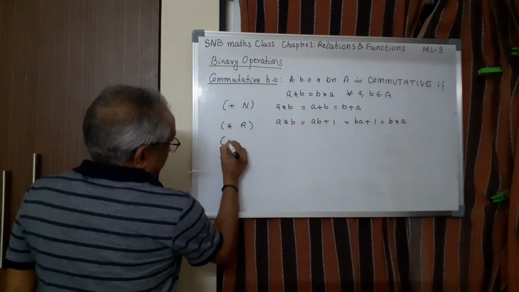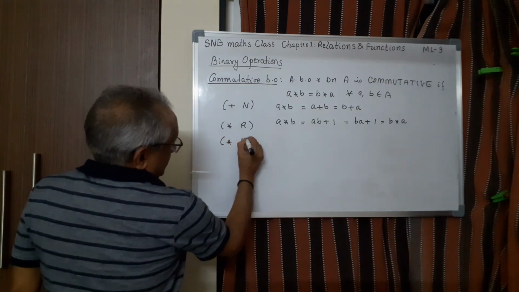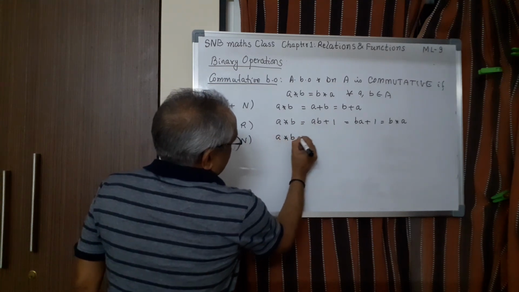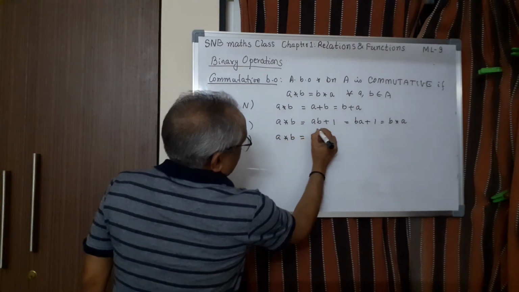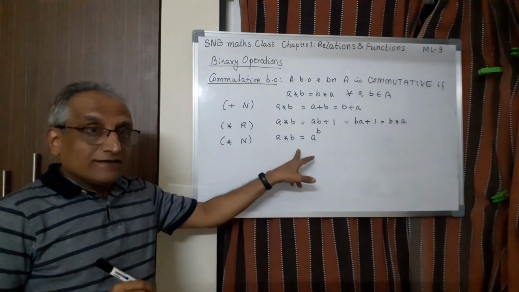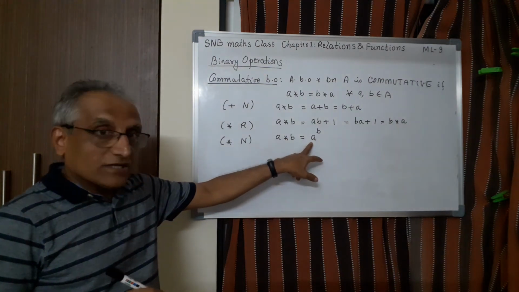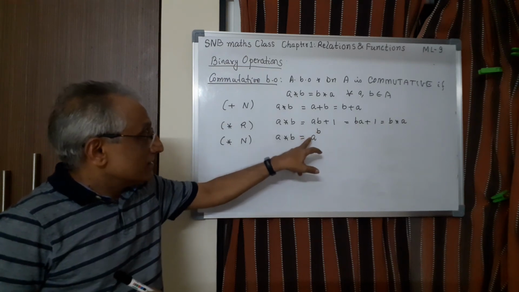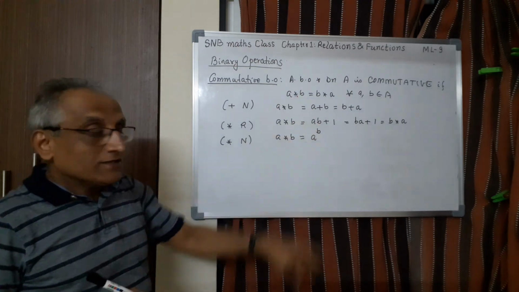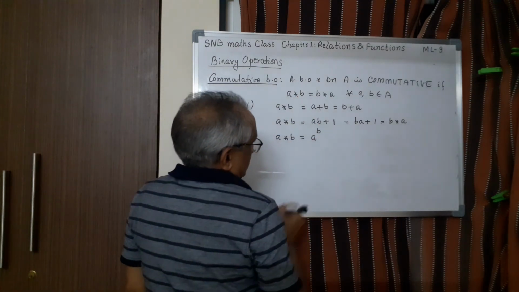Let me take a binary operation here with a set of natural numbers defined by A star B equal to, let us say, A to the power B. Definitely it is a binary operation. You can see A is a natural number, B is a natural number, and the power of this one will be always a natural number. So this is definitely natural.